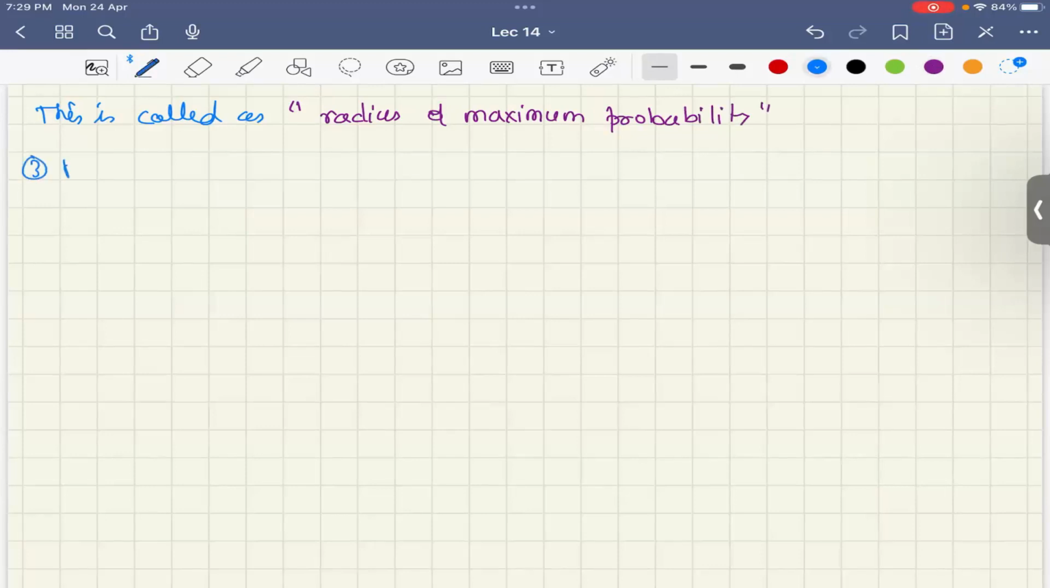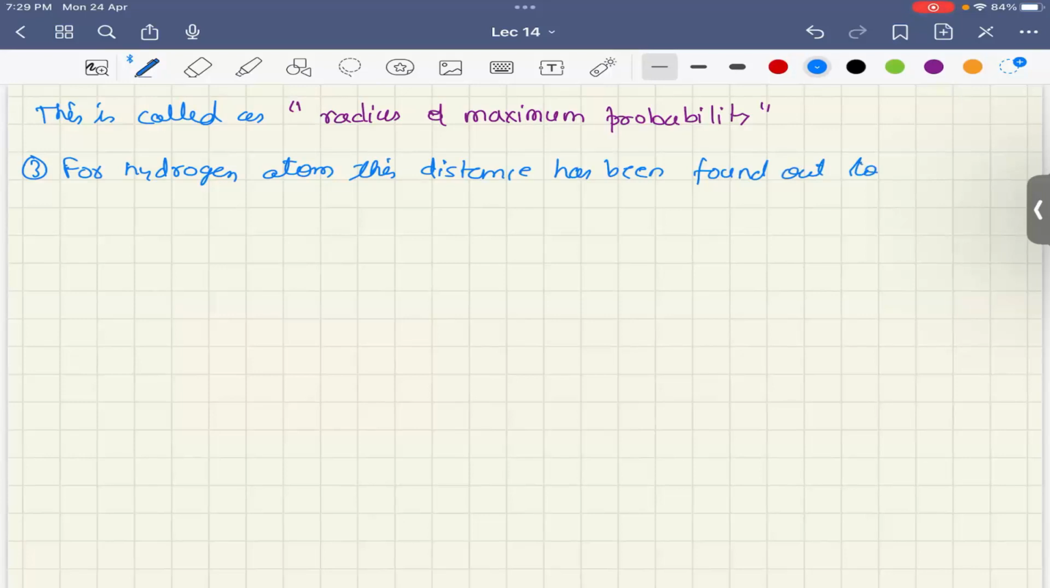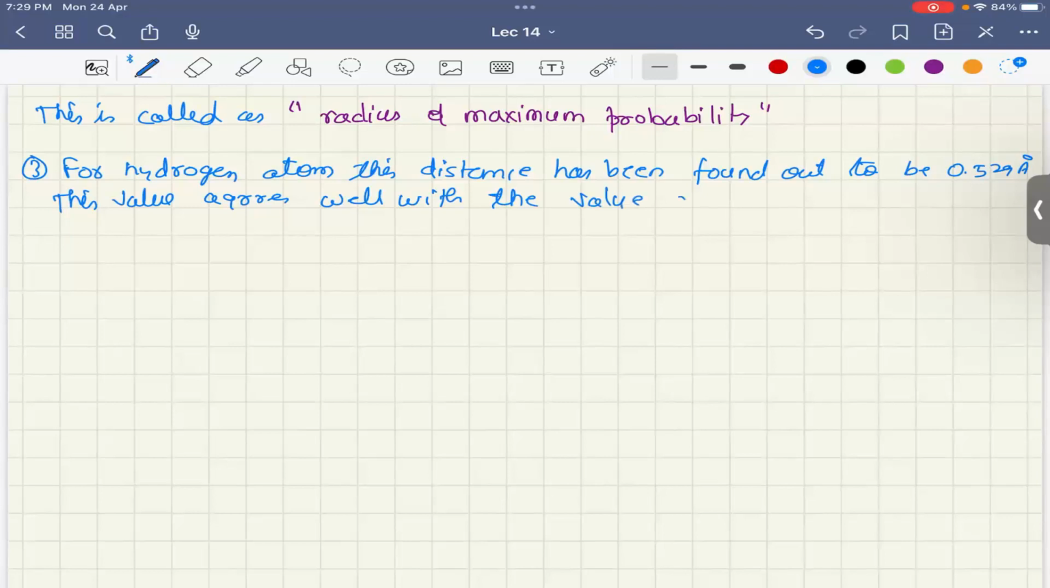For hydrogen, this distance has been found out to be 0.529 angstrom, right? And this value agrees well with the value calculated by Bohr for the radius of the first orbit, right?